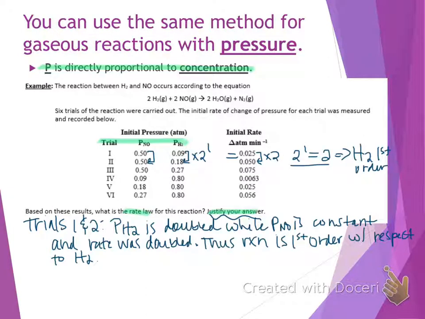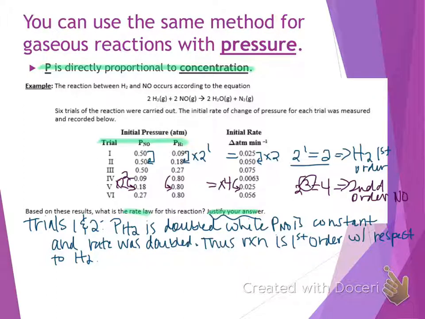So again, the pressure of H2 is doubled while the pressure of NO is constant. The rate was doubled, thus the reaction is first order with respect to H2. We also needed to find our order with respect to NO. So I need to find some place where H2 is held constant, and I'm looking for that easy math. From trials 4 to 5, the pressure of NO is doubled while H2 is constant. That's going to cause our rate to just about quadruple. So 2 squared is 4, so that means we are second order with respect to NO.